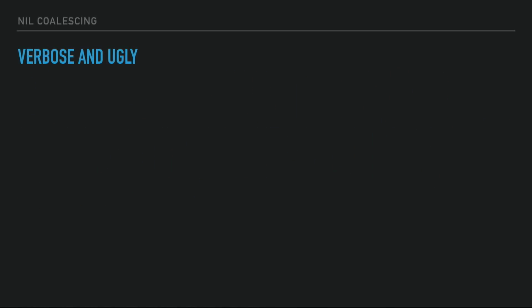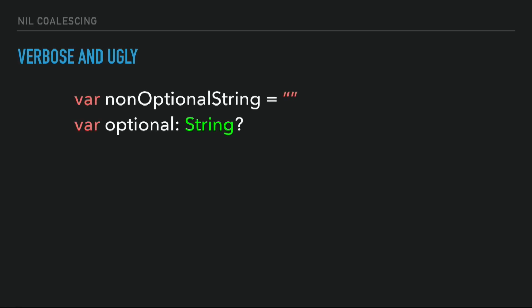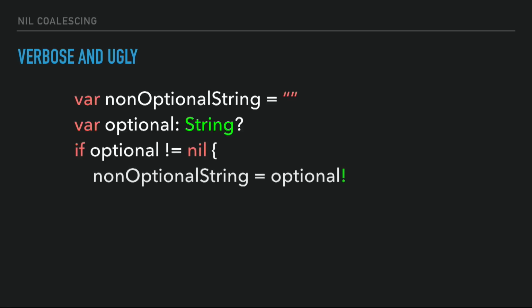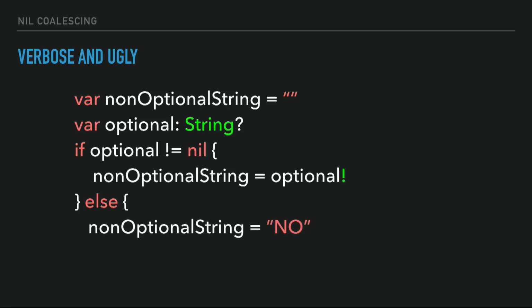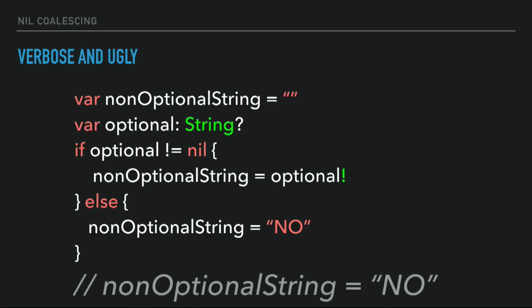Nil coalescing. Let's get moving along because I think it's a long time. We have an optional string. We want to see, all right, if this optional value is nil. If it's not nil, we're going to unwrap it and assign it. Looks kind of familiar, right? Basic idea we had before. But this time, instead of just saying it's nil, we're going to assign our non-optional string value. So at the end of this if-else, non-optional is going to have a value. It's either going to have the value of the optional string, or it's going to have a default value. At the end of this, it's no, because we never assigned the value.